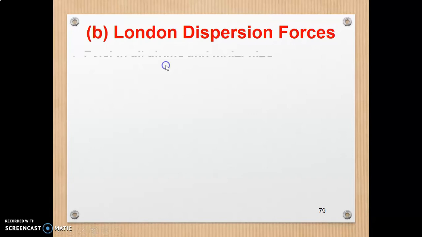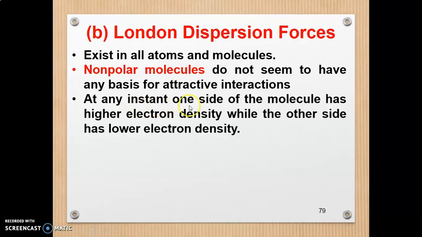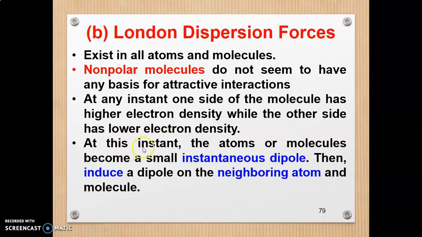London dispersion forces exist in all atoms and molecules. Non-polar molecules do not seem to have any basis for attractive interaction. At any instant, one side of the molecule has higher electron density, while the other side has lower electron density. At this instant, the atom or molecule becomes a small instantaneous dipole, then induces a dipole on the neighboring atom and molecule.